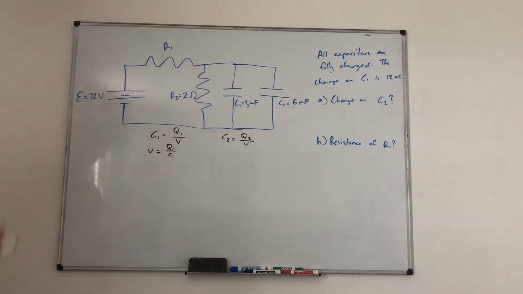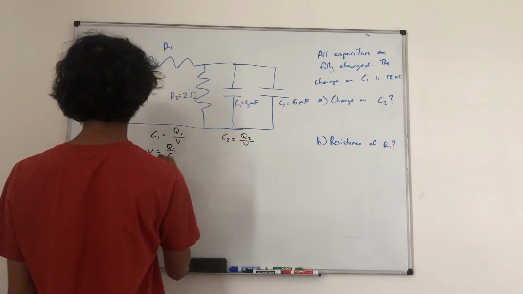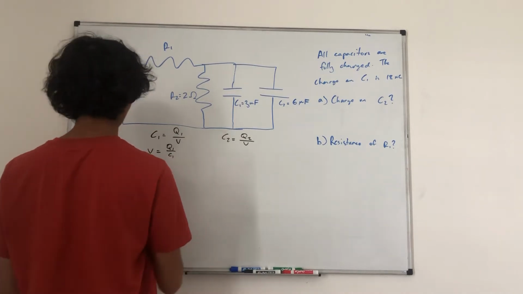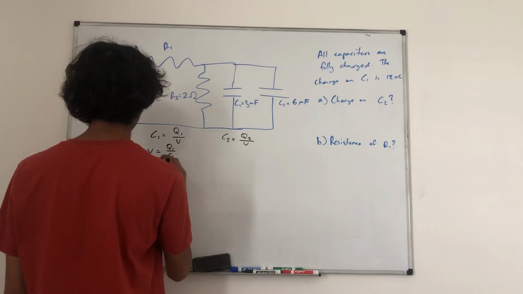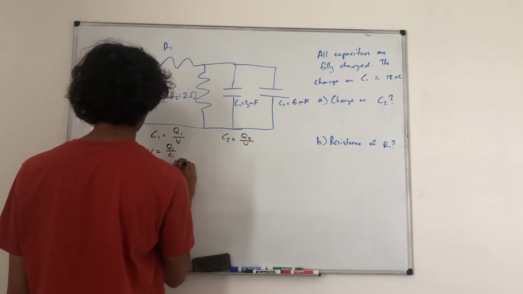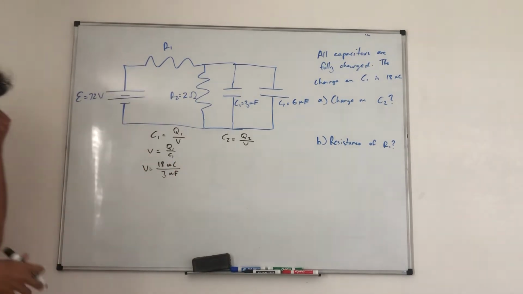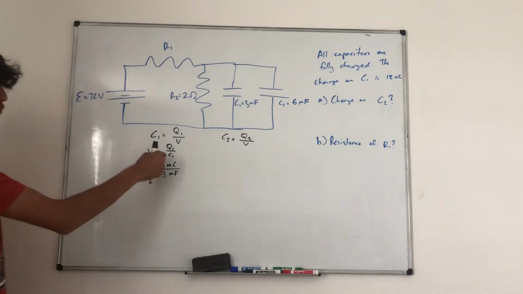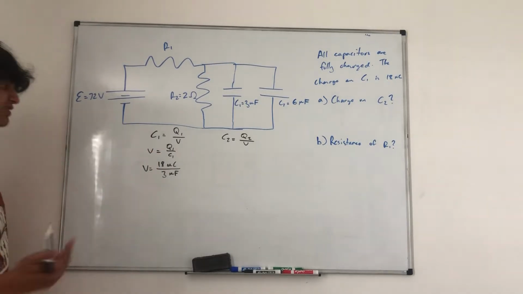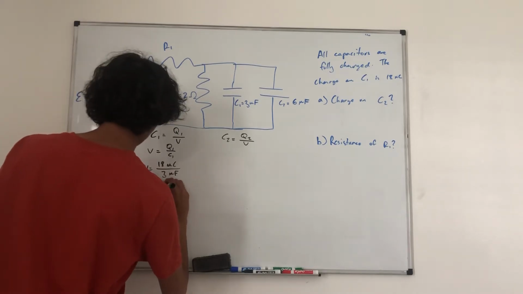So we have V is equal to 18 microcoulombs over 3 microfarads. Remember, the micro prefix just tells us it's 18 times 10 to the negative 6, so the micros essentially cancel out, and you get 6 volts. So it's not microvolts, it's just volts.